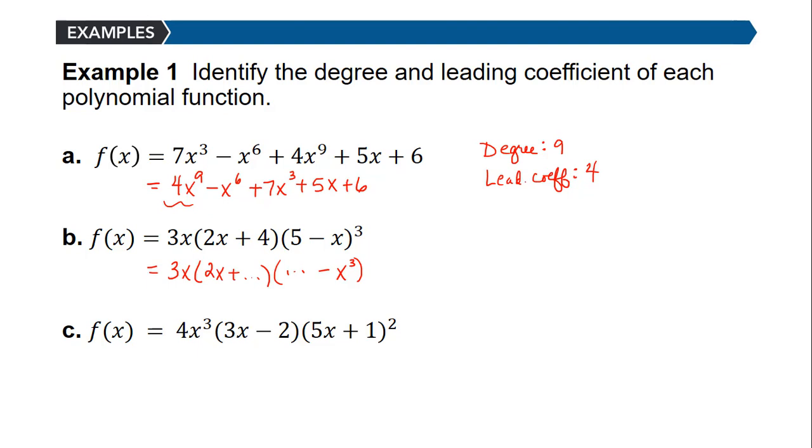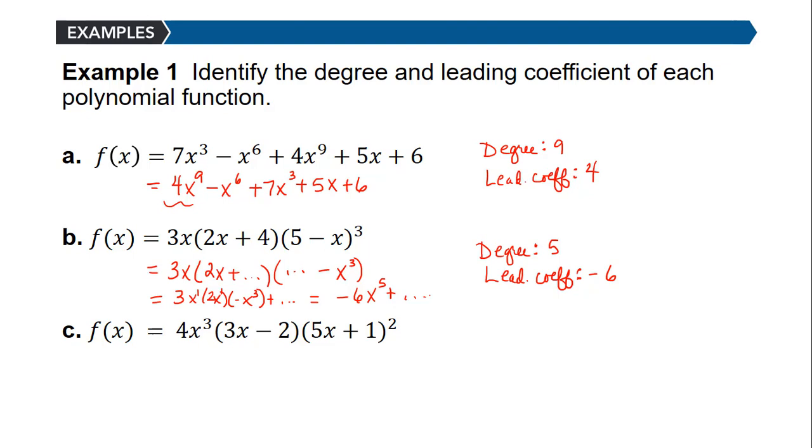And so if we multiply those leading terms of each of the factors, 3x times 2x times negative x cubed, we would get a negative 6x to the 5 plus, again, some other terms. Right, we add the exponents on the variables and multiply those coefficients. So the degree is the largest exponent, 5, and the leading coefficient is negative 6.